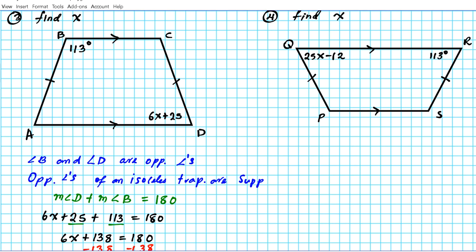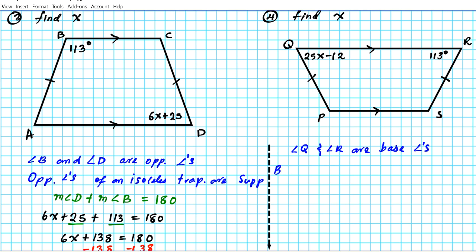Alright, so what do we know about the relationship between these two angles? Angle Q and angle R are base angles. Okay, they're base angles of this isosceles trapezoid. What do we know about base angles of an isosceles trapezoid? Let's go ahead and write down what we know about it. Base angles of an isosceles trapezoid are congruent.